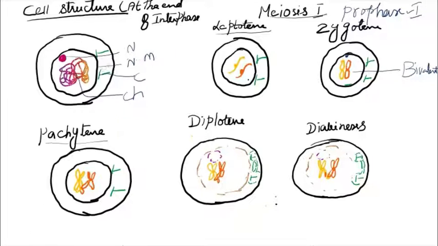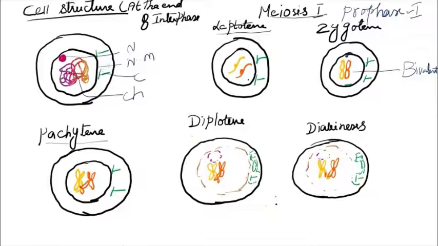Let's move on to the pachytene stage. The pachytene stage is otherwise called pachynema. Pachy means thick, nema means thread. Here there will be overlapping of non-sister chromatids. So here the yellow color is the sister chromatids and the orange color is the sister chromatids. If one is yellow and one is orange, they are called non-sister chromatids. So here the non-sister chromatids are crossing over each other.